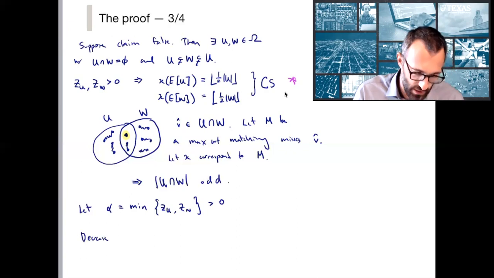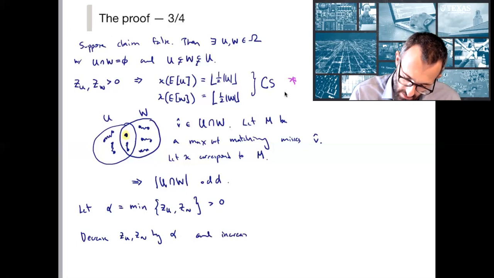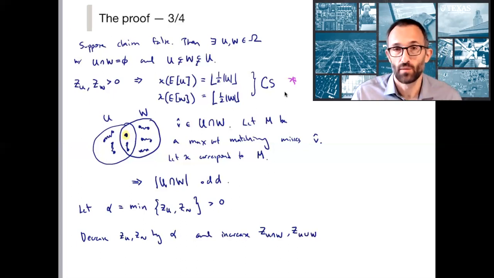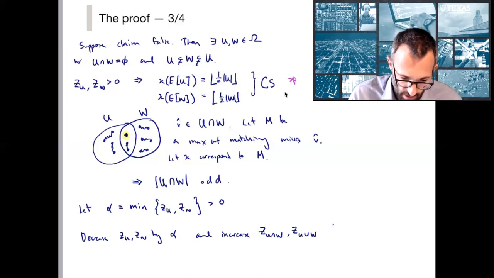And what happens if we decrease ZU and ZW by alpha, and we increase ZU intersection W and ZU union W? Again, just to belabor the point, this is why we needed to show that the intersection of U and W is odd, because that means that the union is odd as well, and I can talk about these variables. Otherwise, there is no variable Z, U union W if that were even. And increase this by alpha.